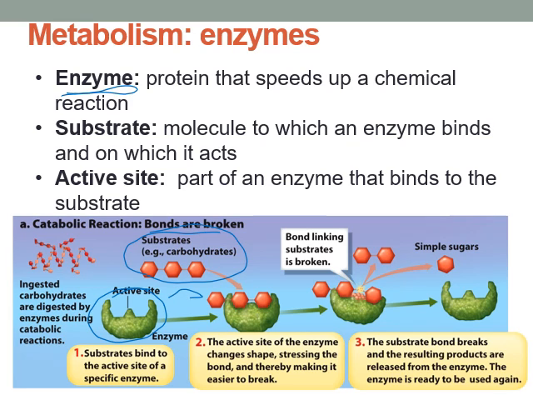So you can see over here, we've got our carbohydrate binding to the active site of our enzyme, which will then change the shape, usually stressing the bond, and that makes it a lot easier to break. And then once it breaks, we can break down this carbohydrate into simple sugars. Our active site of our enzyme usually remains basically untouched, and then it's released from the substrate and we can use it again.